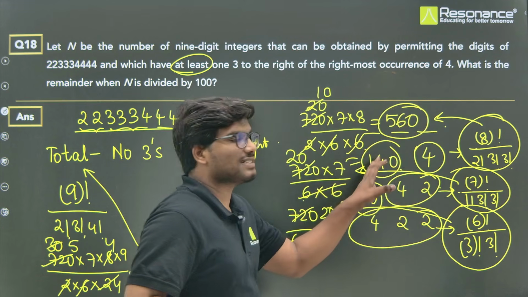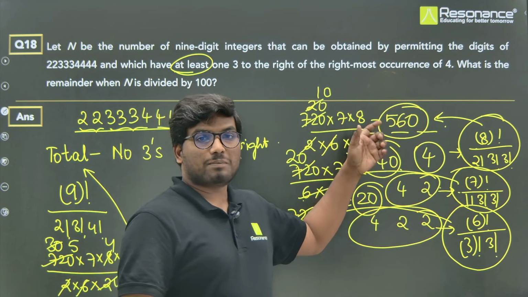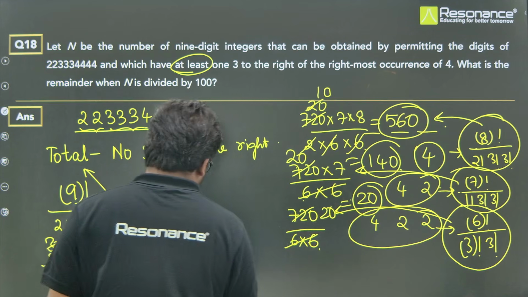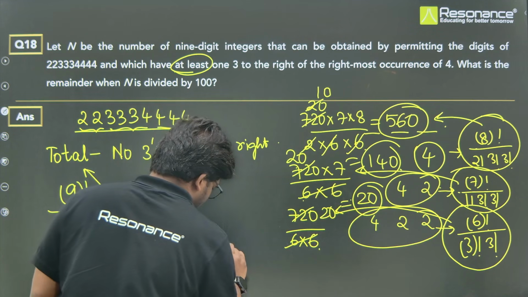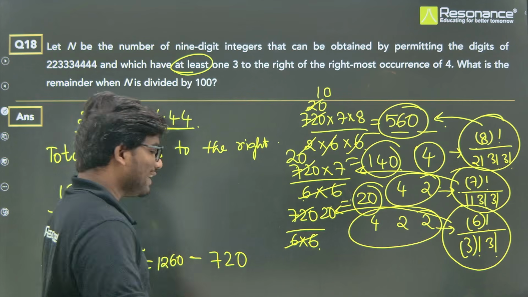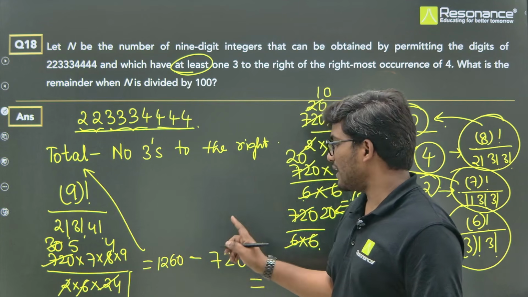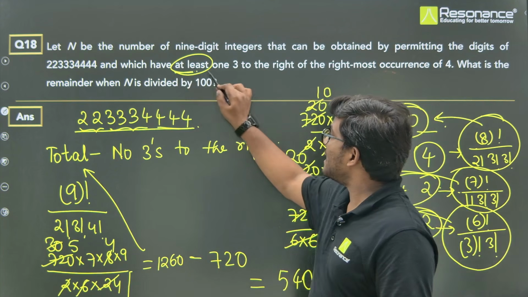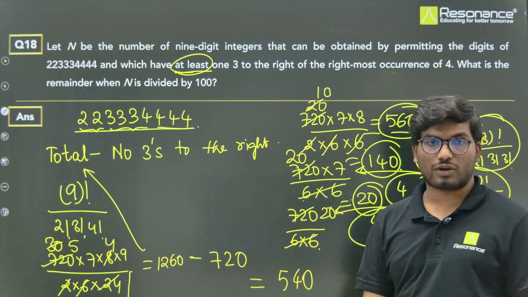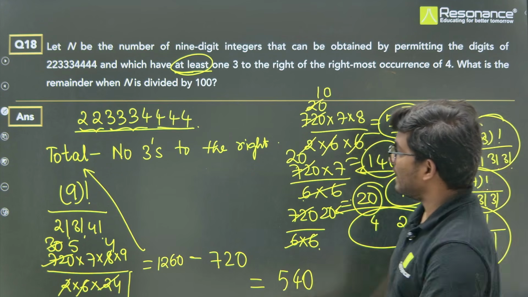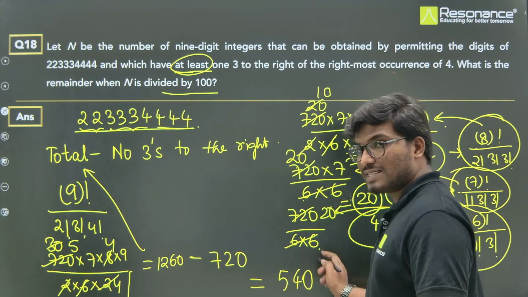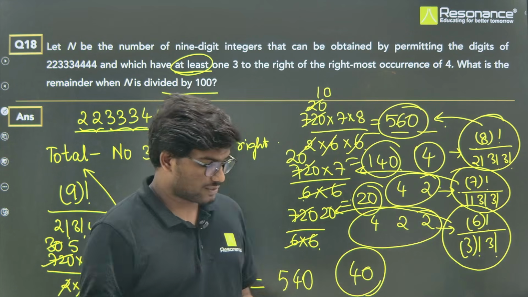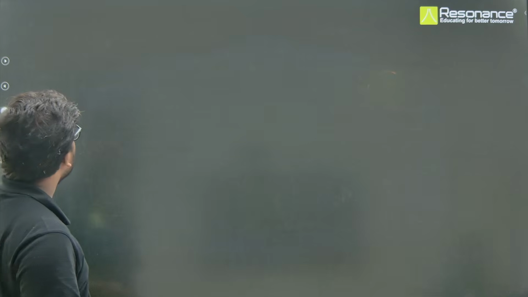So 560 cases and 140 cases and 20 is 720. So 1260 minus 720 is 540. So there are 540 cases where we have at least 1 3 to the right of the rightmost occurrence of 4. So the remainder when n is divided by 100 is 40. Alright, so this is about this question.